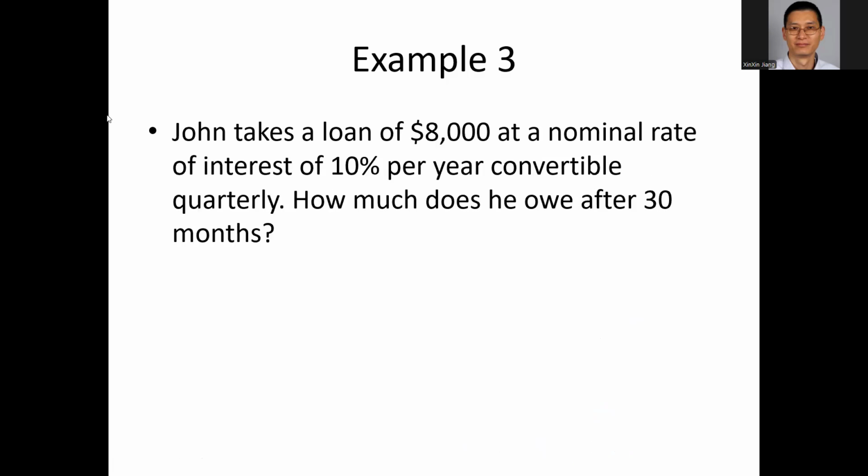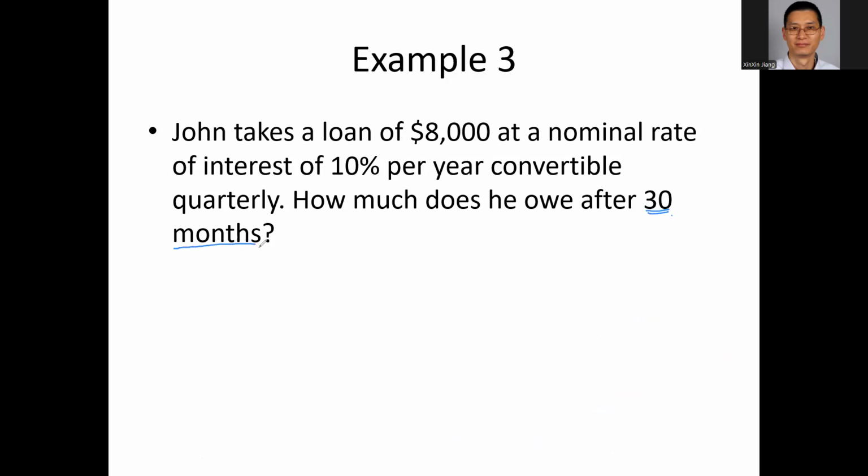Next problem. John takes a loan of $8,000 at a nominal rate of interest of 10% per year, convertible quarterly. Convertible quarterly means compounded quarterly. So little m equals 4. How much does he owe after 30 months?